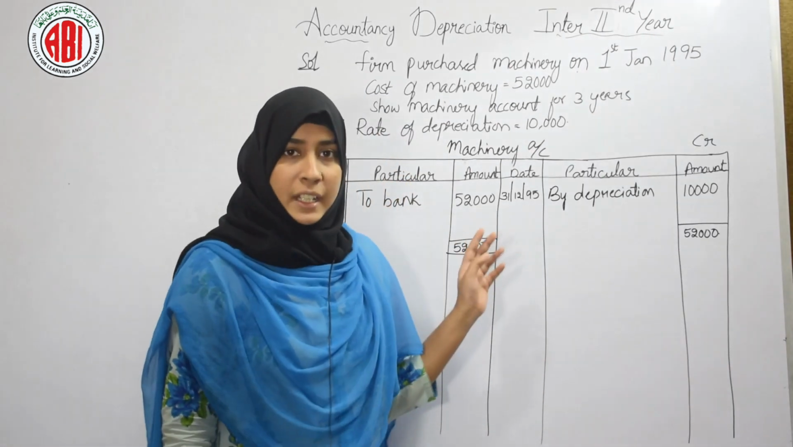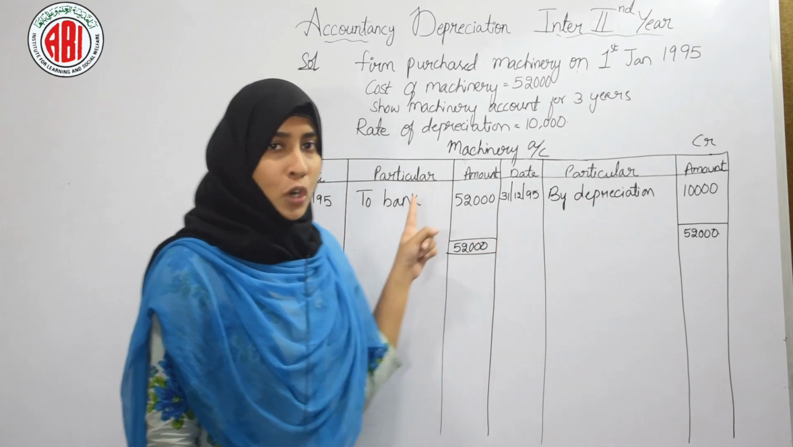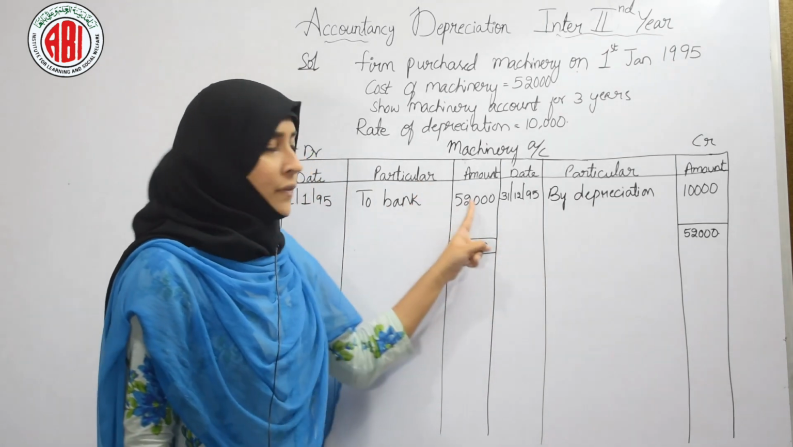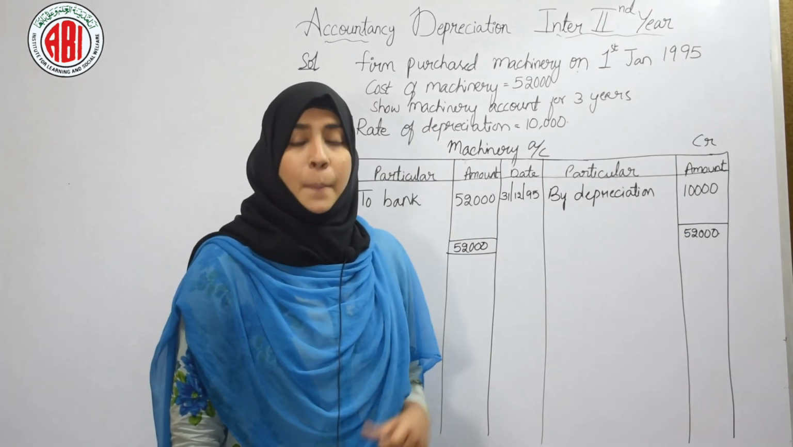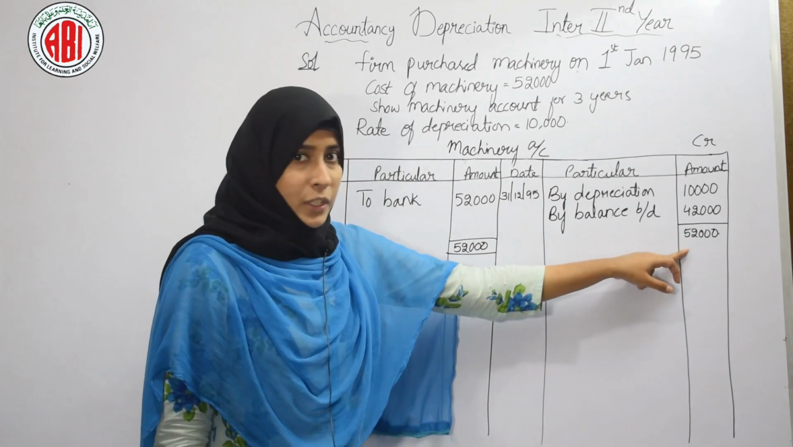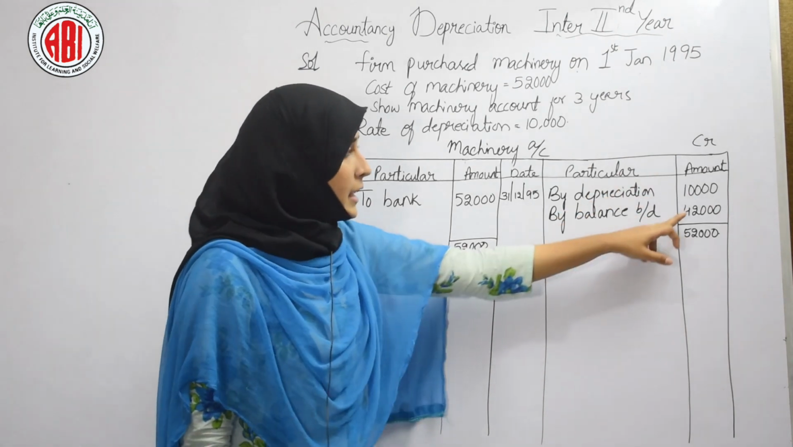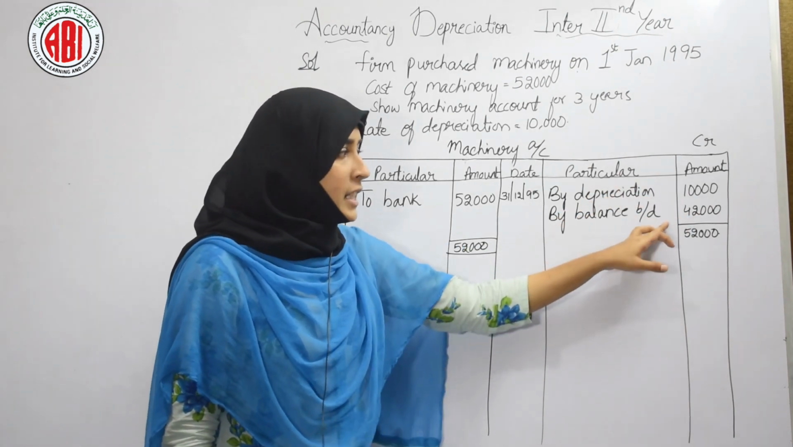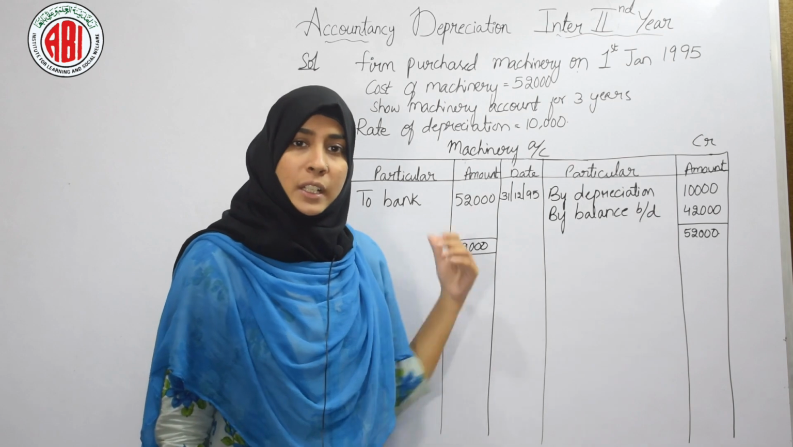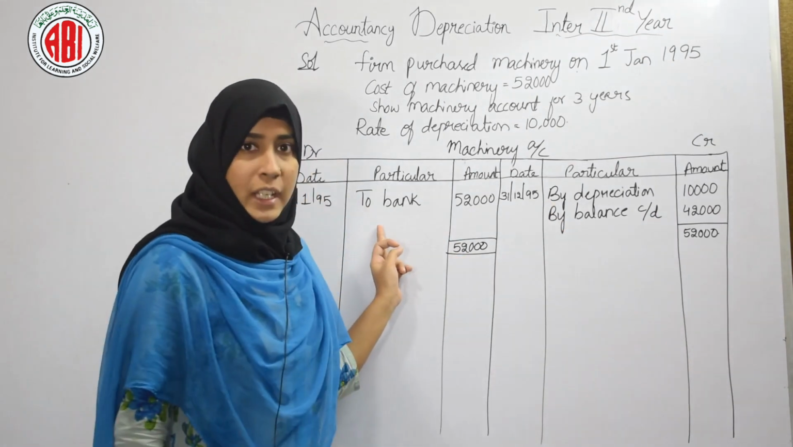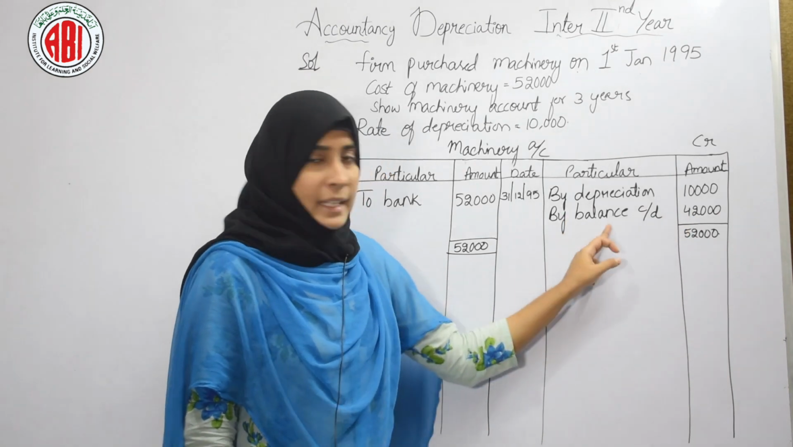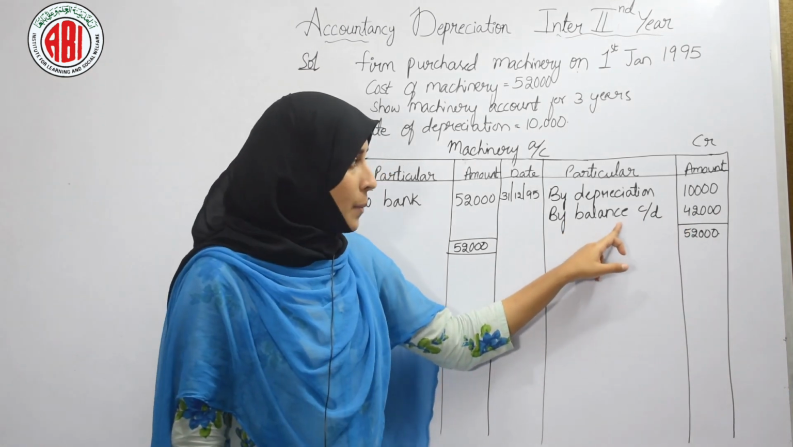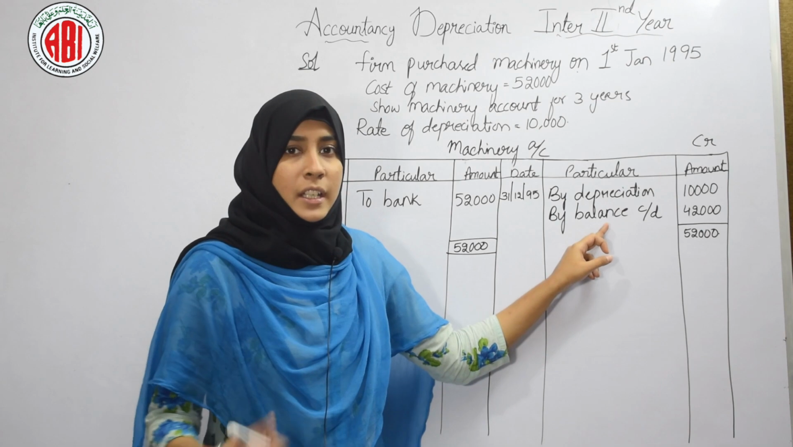Now we will deduct depreciation from cost of the asset. That means 52,000 minus 10,000. That will be our by balance brought down. 52,000 minus 10,000, that is 42,000. This balance we will transfer to next year. So cost of the asset minus depreciation will be our by balance carried down. This amount will be transferred to next year.